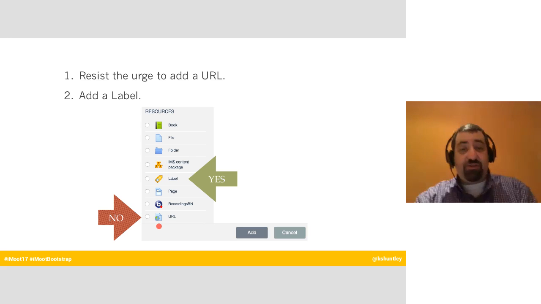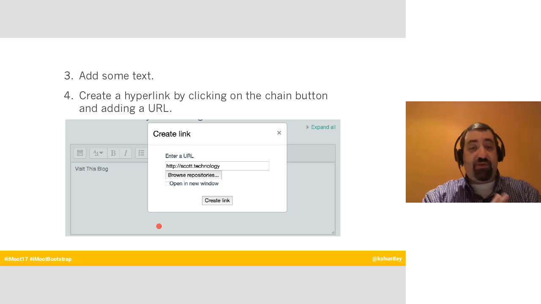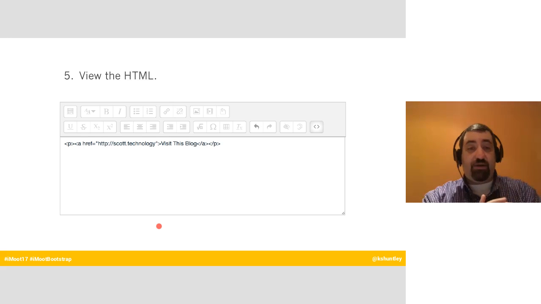When we go to do this, resist the urge to add a URL. I know that when you're adding a hyperlink, that's a URL, right? No, I think it works better if you add a label, and we're going to put the hyperlink inside that label. So we've added a label, I've typed in a few words, in this case, visit this blog, and I've highlighted those words, and I went to create a link by pressing on the chain, put in my URL, and there we are. That's how we create a hyperlink. And after we've got our hyperlink, we're going to go view the code. So there's the code there for our hyperlink.